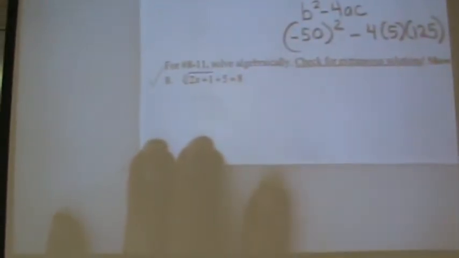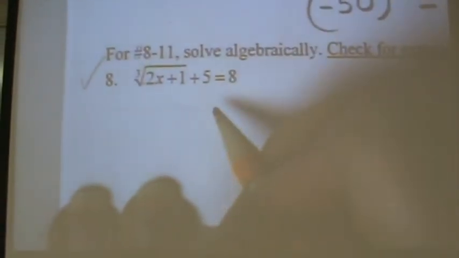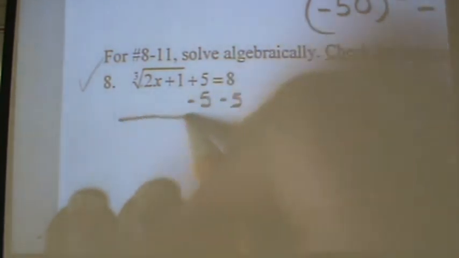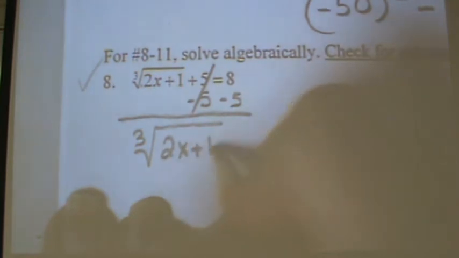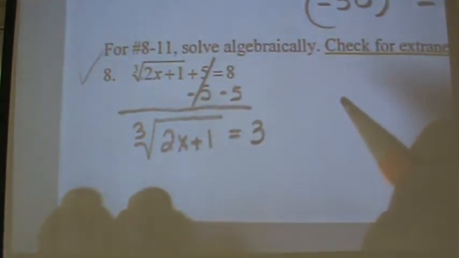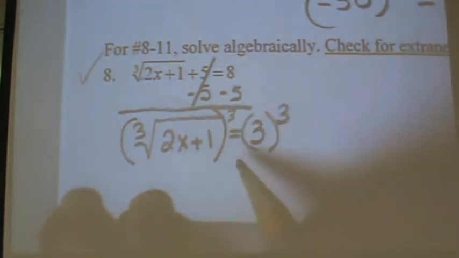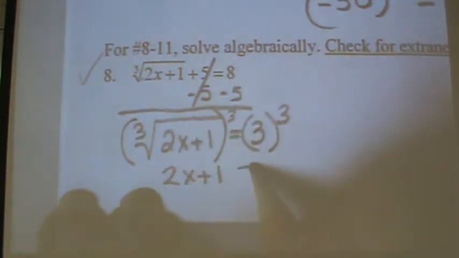But guess what? It's so easy you could do it without a calculator. How do you do it? These are nice to know how to do without a calculator. Subtract 5. Then what? Okay, so whatever root it is, what you do is do the same to both sides. So if it's square root, you square both sides. So you get 2x plus 1 equals, then you know what to do from here, right?